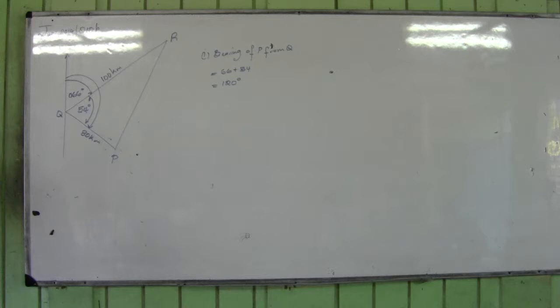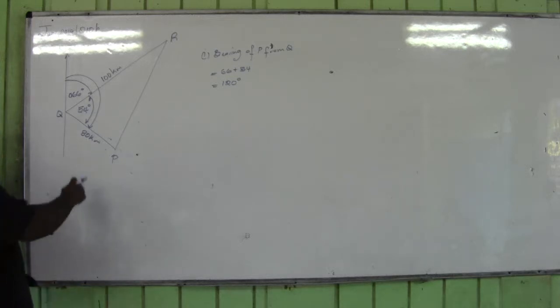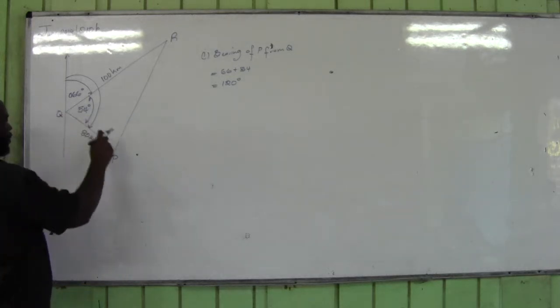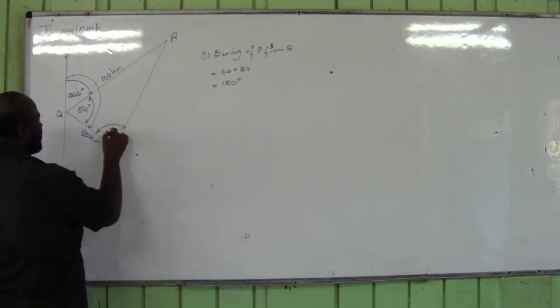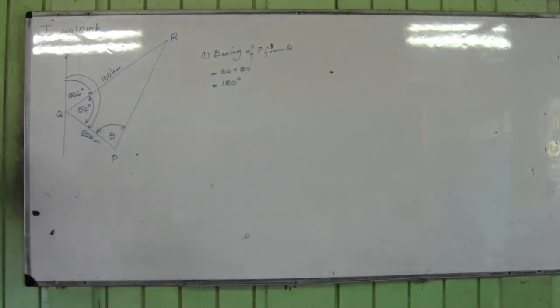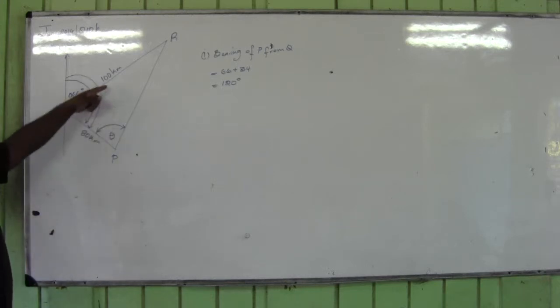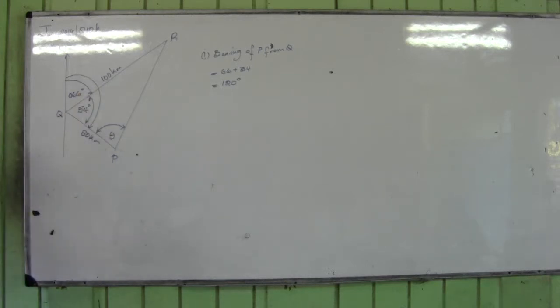QPR. We need to calculate the measure of angle QPR. We need this angle here. Let's call it theta. Ladies and gentlemen, let's have a look at this. Interesting. It's not a right angle. Non-right. First thing I need is this angle.